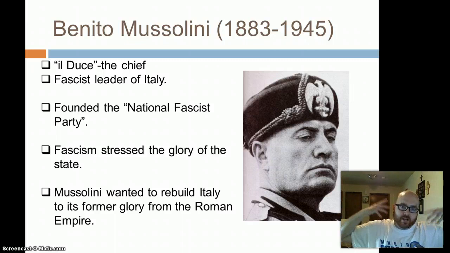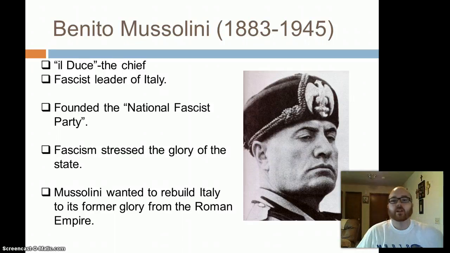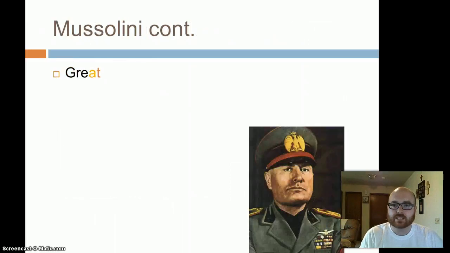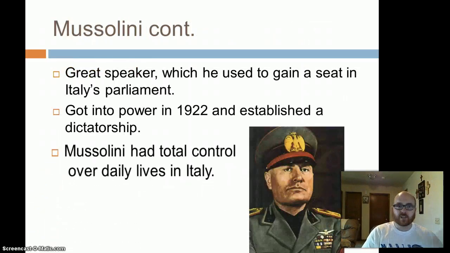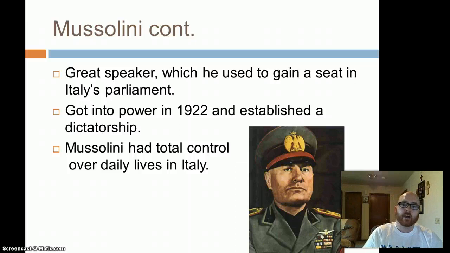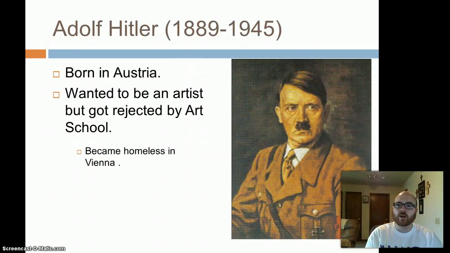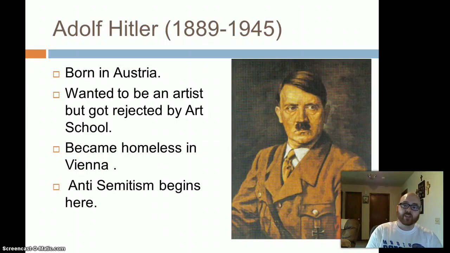And so he was very full of himself, just like all these dictators were. These totalitarian leaders are very full of themselves. Mussolini was just like the rest. He's a great speaker. He used this to gain a seat in Parliament, got into power in 1922, and established his dictatorship. Mussolini had total control over the daily lives of Italians. That's where the name totalitarian comes from: they had total control over the lives of everybody.